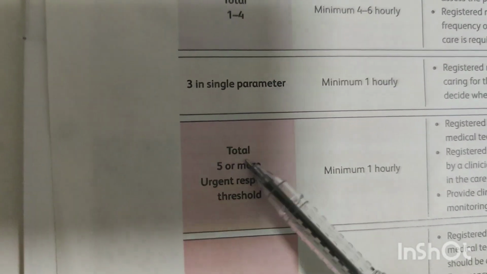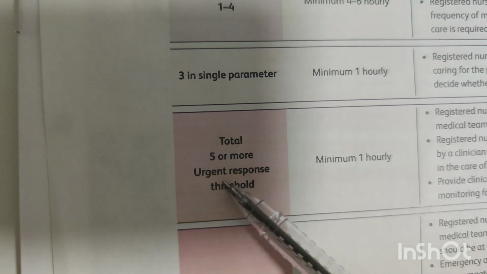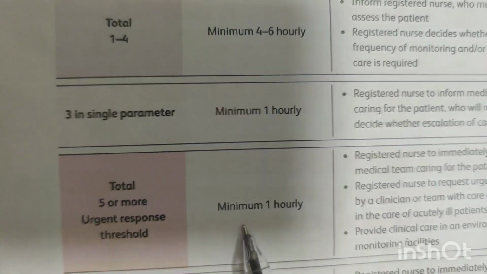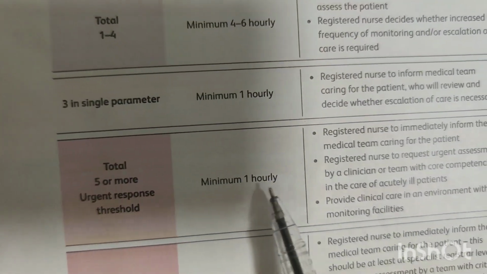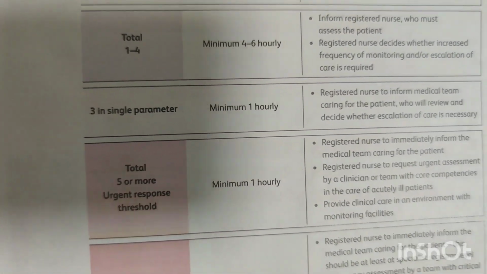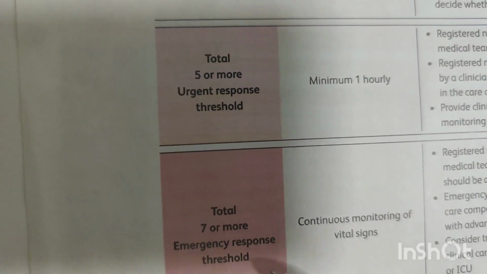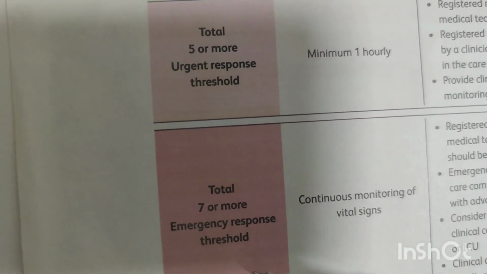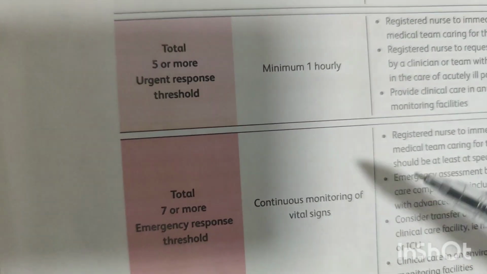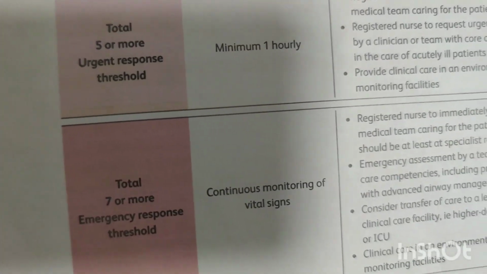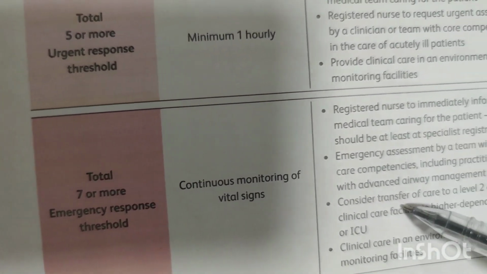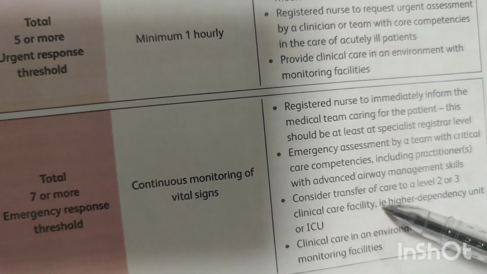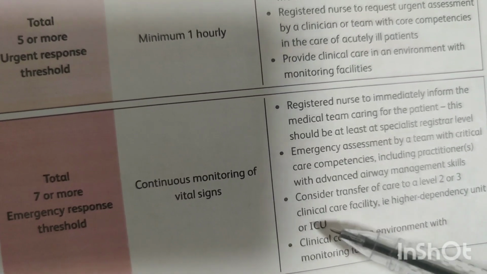Now, when you have a total NEWS score of 5 or more, urgent response threshold, the minimum is also 1 hour. You have to monitor this patient every 1 hour, and you have to escalate appropriately. Now, when you have a total NEWS score of 7 or more, the patient needs an emergency response, and you have to continue monitoring of vital signs. This type of patient might be considered for transfer of care to a level 2 or 3 clinical care facility, either an HDU or ICU.